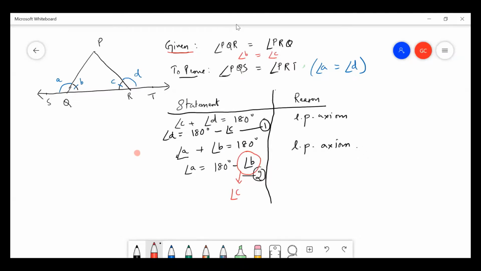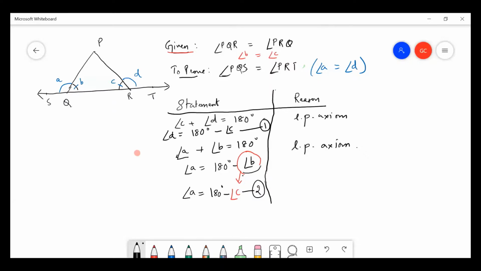So what happens here is that equation 2 changes to angle A is equal to 180 degrees minus angle C. All right. Actually, I don't want to write this as equation 2. Okay, so I'm going to call this thing equation 2. All right.